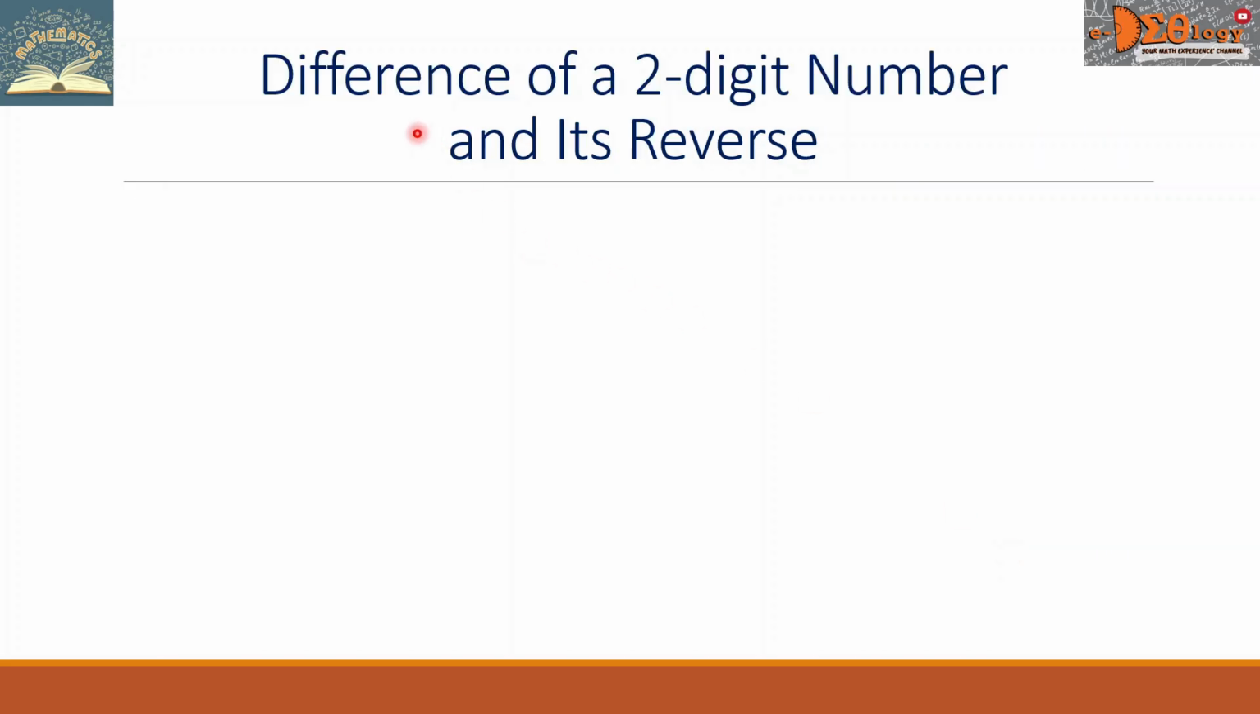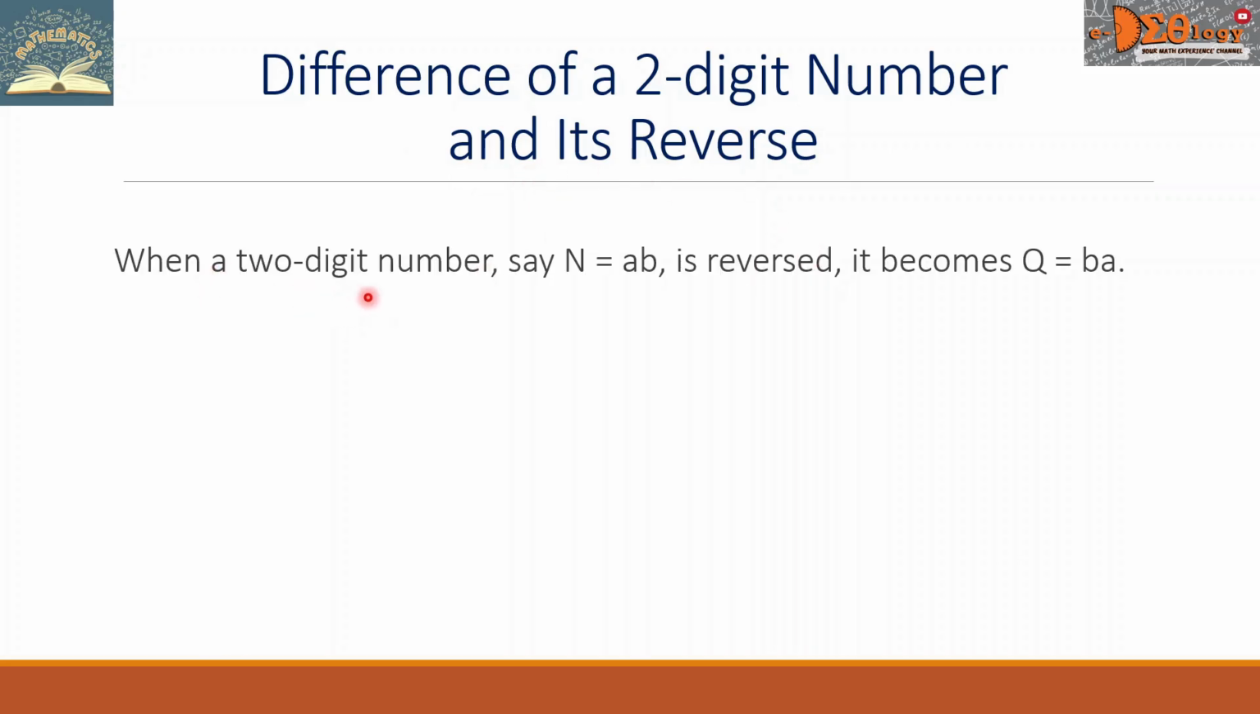What about the difference of a two-digit number and its reverse? So when a two-digit number, say capital N equals AB, is reversed, it becomes another number, capital Q, and this is represented as BA. Now suppose we have N minus Q. This is equal to capital R, and this R is divisible by 9.